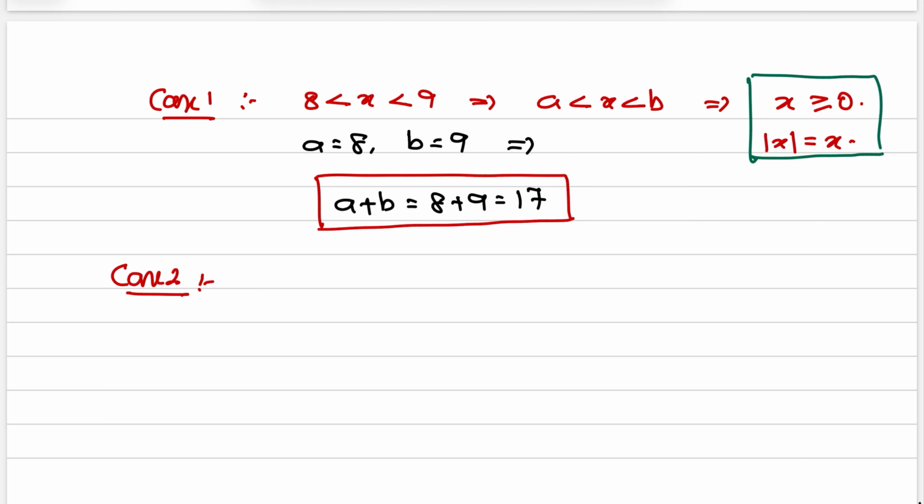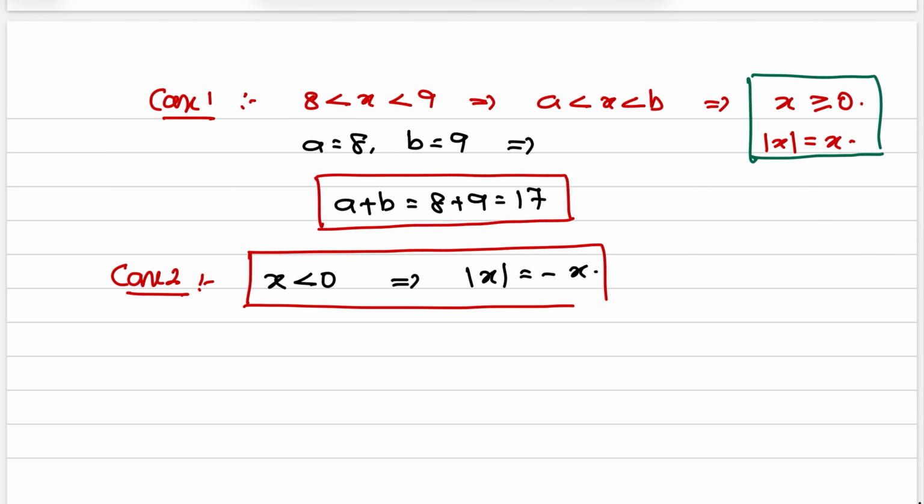Then what is case 2? x can be less than 0. That implies absolute x is equal to minus x, because absolute x always should be positive. When x is less than 0, that will be negative, and negative of negative is positive. Please remember this. We have to consider case 2.